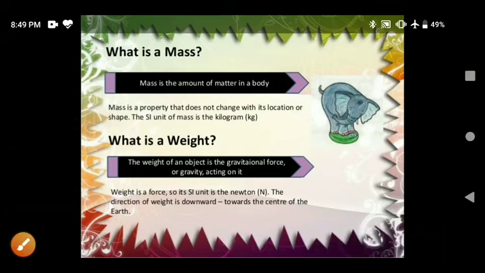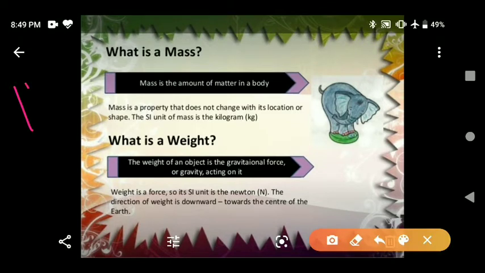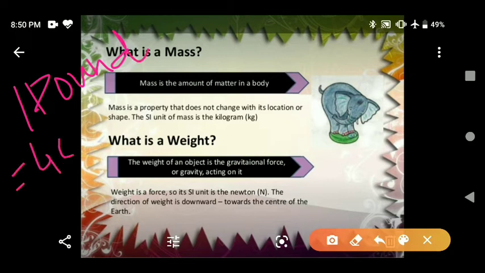Okay, 1 pound. Pound is also a unit of mass. 1 pound is equal to 453.59 gram. This is another unit of mass.